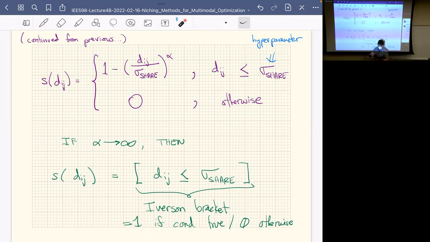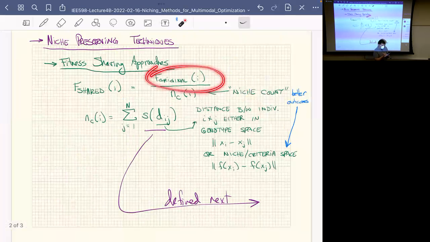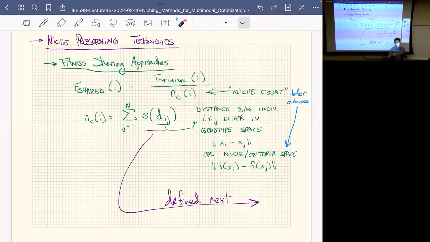So that's the idea here for this generalized niche sharing, where we're just dividing the fitness of the original individual by how many individuals are nearby, and we can scale what it means to be nearby by this function here. All right, so questions about that, this simple generalized niche sharing.